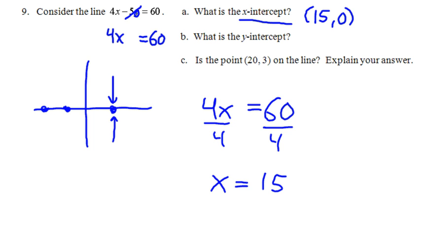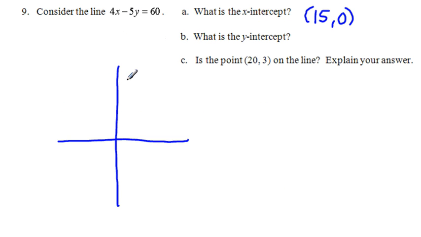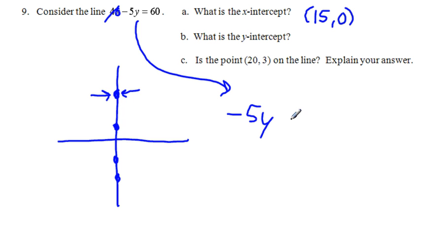Now let's move on to the y-intercept. To find a y-intercept, the procedure is just flip over. To be a y-intercept, somewhere along this line, the x-coordinate isn't over to the right, it's not over to the left, it's at an x-coordinate of 0. So what you do, to find any y-intercept, is put in 0 for x. In this case, we have 4 times 0, which cancels out, and left over is negative 5y equals 60.